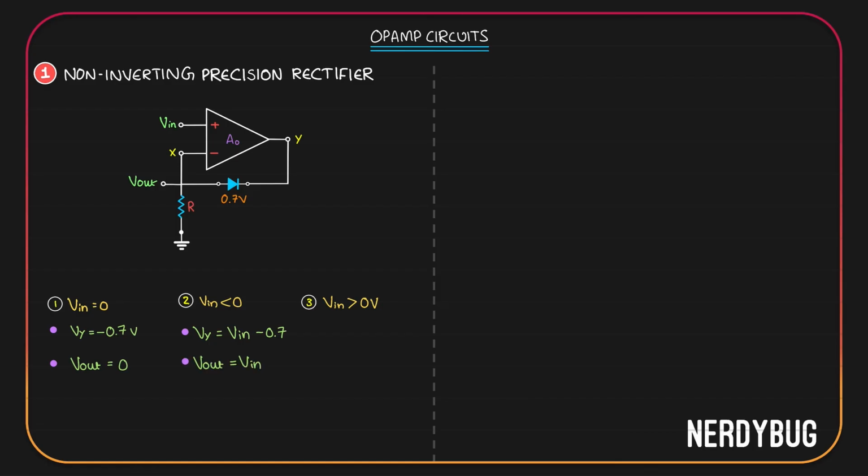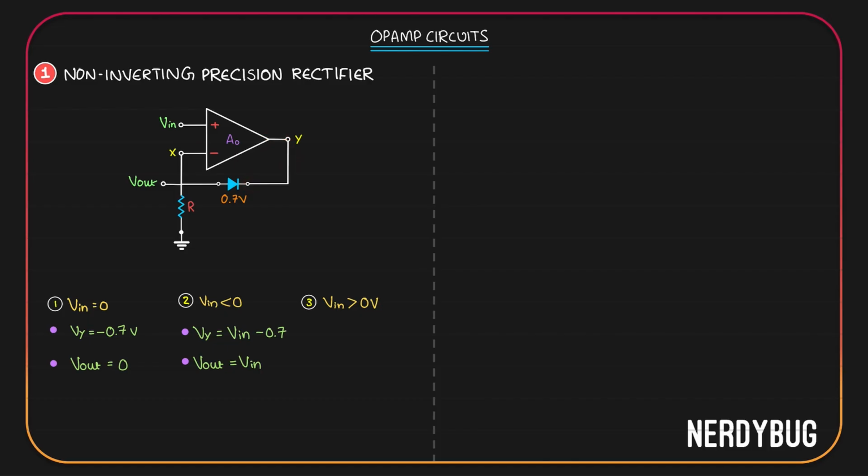We have already seen that even when input is very small, the op-amp will still be able to produce enough potential at Y. And that is exactly why we call this a precision rectifier. Let's take the third case. Input is greater than 0 volt. If input is positive and we give it to the positive terminal, at Y we'll get a positive value. However much the value is, the diode will be switched off.